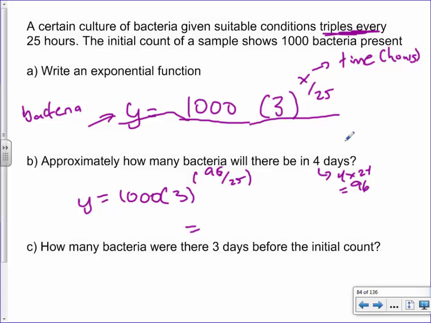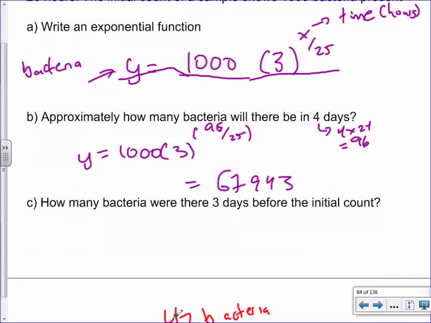What do you guys get? Yeah, that's what I got too. 67,943. You guys able to get that? Awesome. Okay. Good there? Okay, one more thing here. And then the question is, how many bacteria were there 3 days before the initial count?